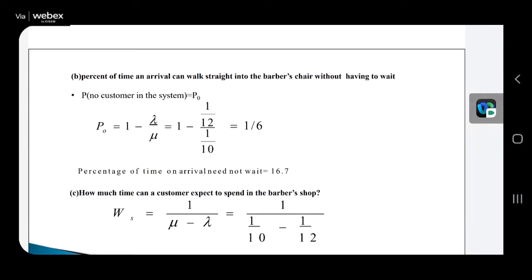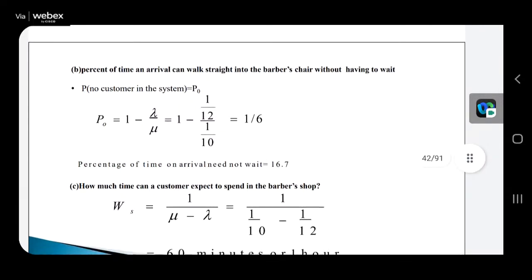As I told yesterday, a very important thing: P naught is 1 minus traffic intensity or capacity utilization. So rho, that is 1 minus lambda by mu. So it is 1 by 6. So 1 by 6 into 100, you get 16.67%. So 16.67% of the time, you can straight away go and sit in the barber chair without waiting for even a single minute.